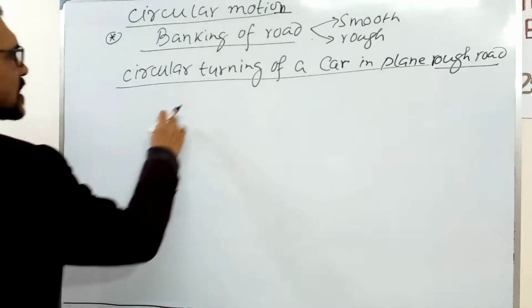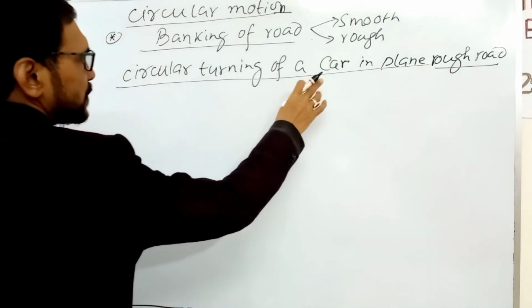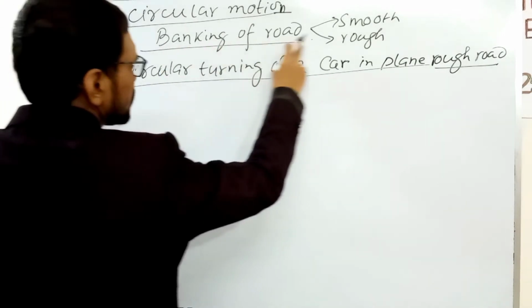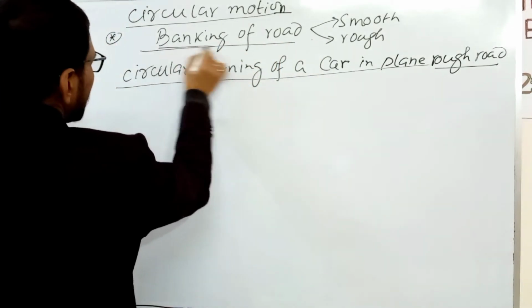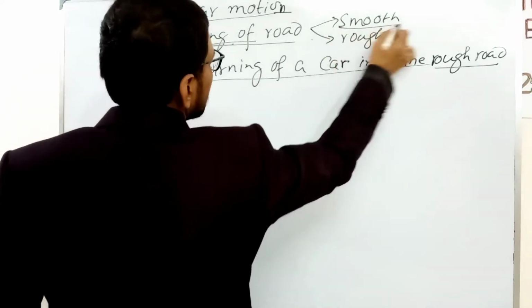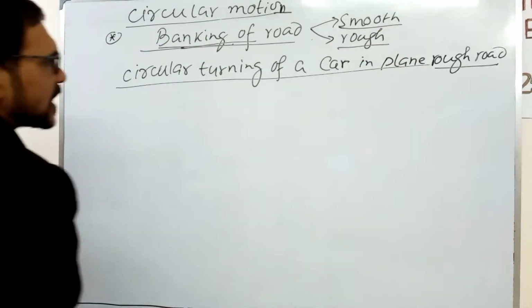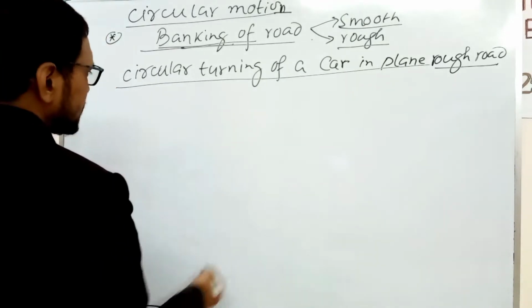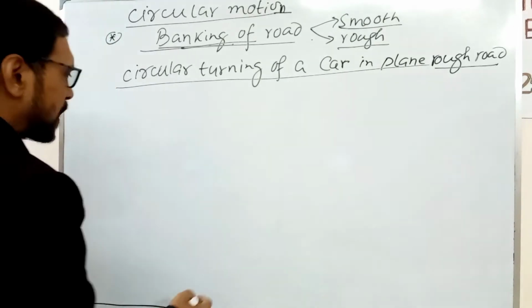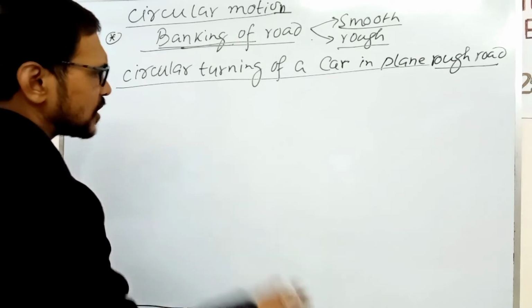Today's topic is circular turning of a car in a plain rough road, and also banking of road. What do you mean by banking of road? I will teach you in smooth and rough road. Now first discuss the circular turning of a car in a plain rough road. When a car turns in a plain road, the plane is not inclined.